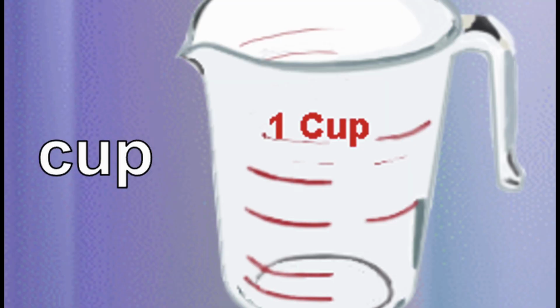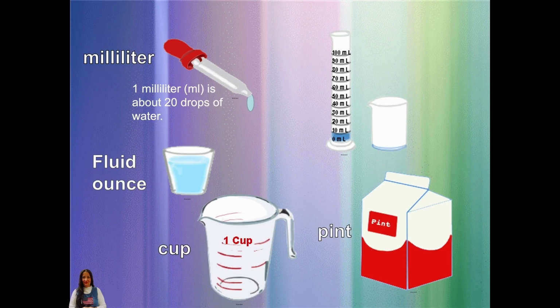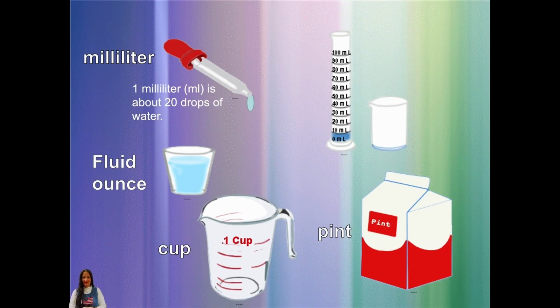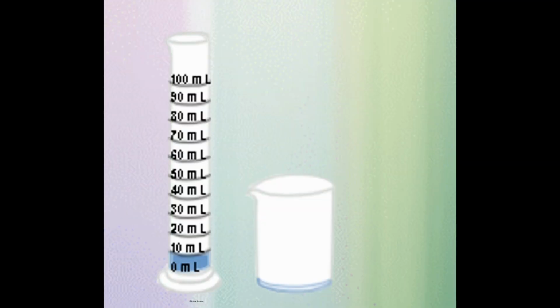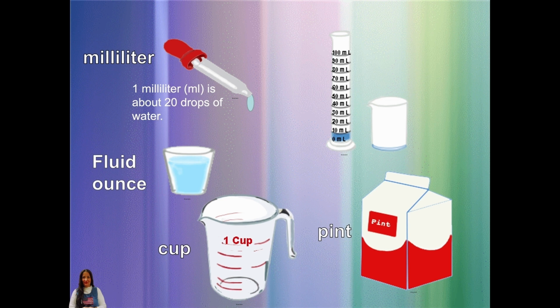Then we have a measuring cup with 1 cup. You can see the lines where you can read 1 cup. We have a pint. Above we have a cylinder that measures up to 100 milliliters. These are types of containers we can use to hold liquids and measure them.